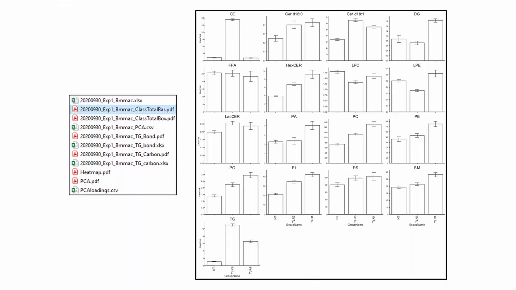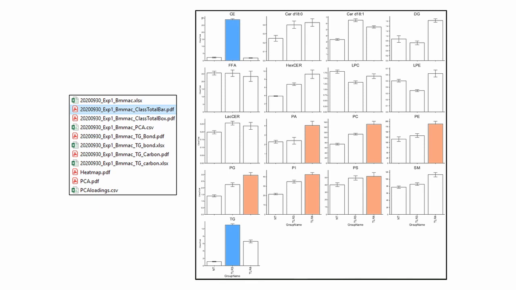For your convenience, we have plotted this data in the class total PDF files within your data package. Within this, and all other bar plots in the data package, the error bars are drawn based on one standard deviation. Here you can see the general profile changes within the lipidome of these macrophages. The TLR3 stimulated macrophages have large increases in cholesterol esters and triglycerides, while the TLR4 stimulated macrophages have the largest increases in phospholipids.